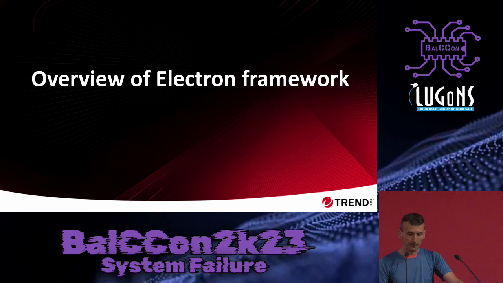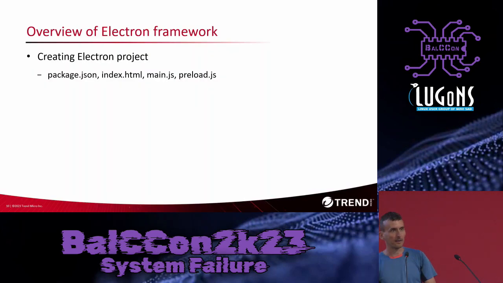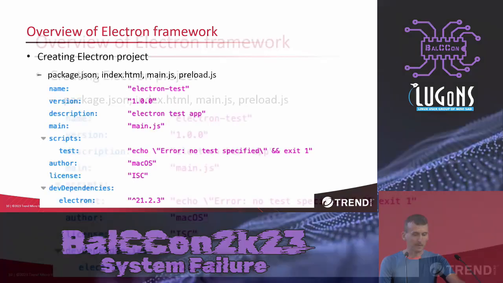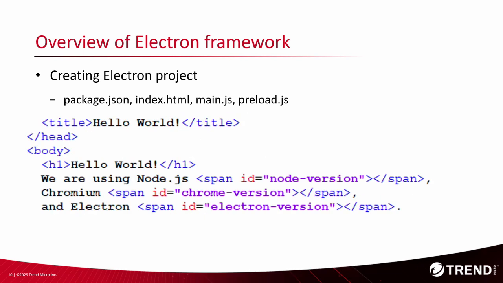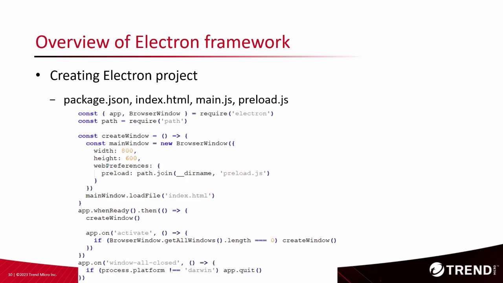So what does it mean to develop a simple Hello World application in the Electron framework? Usually you have a file called package.json, which is the manifest, and contains some basic information about the application, like the name, version, author, and some dependencies. Then you have index.html, which is the template of the website, in this case a very simple hello world. Then there is the main JavaScript file, which, in the beginning, you can see creates a window.